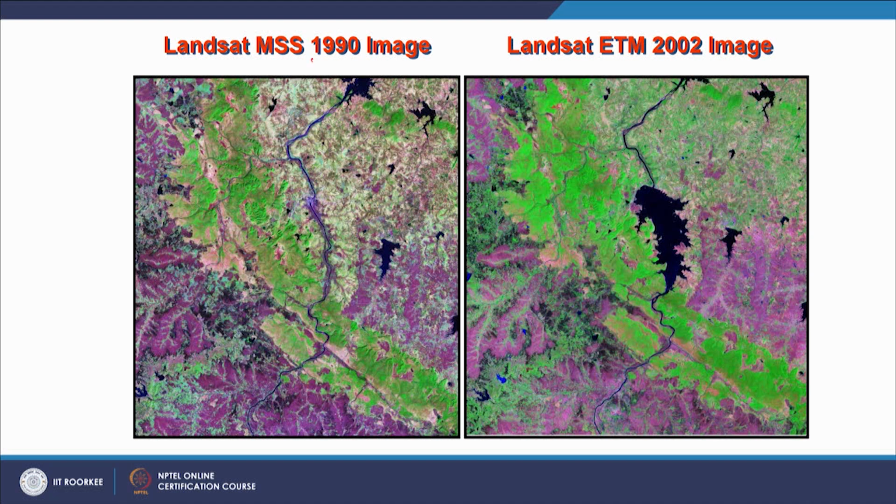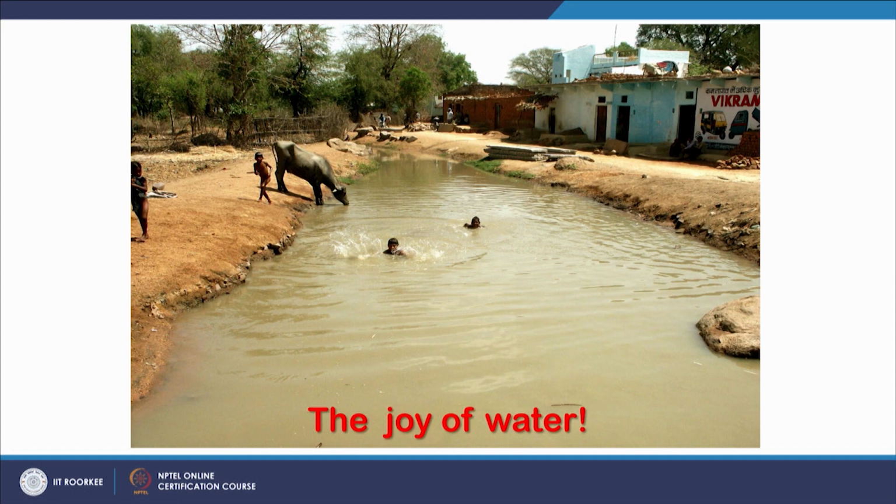One more image I will show, of 1990 and 2002. You see, even in monsoon time, this was the situation in 1990, but in monsoon time in 2002, see this downstream area. Hardly any vegetation in 1990; we did not have the reservoir, it only started coming in 2001, and now you see 2002. So, this kind of benefit can come, and this is the joy of water in a hard rock terrain.